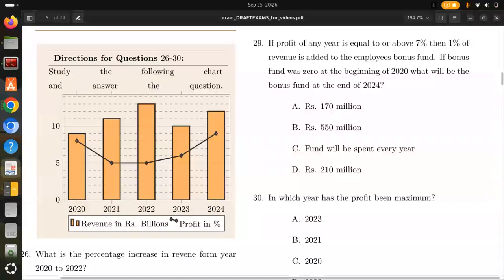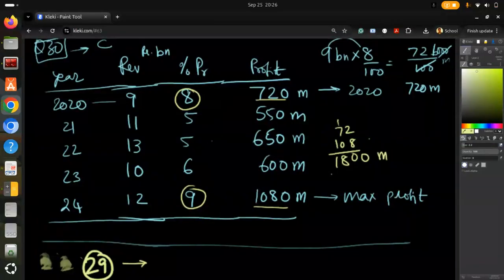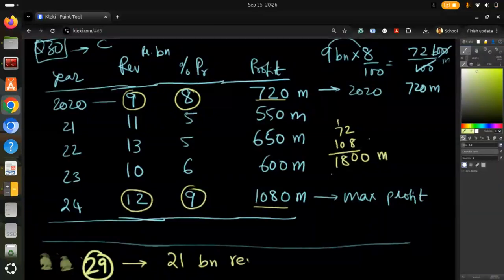Total profit. Is it profit or sorry to confuse you. If the profit of any year is equal to or above 7%, then 1% of the revenue is added to the employees bonus fund. First, let's add the revenue then. So revenue is 9 here and 12 here. So 9 plus 12 is 21 billion is the revenue. And what is 1% of it? So 1% of it will be 210 million.